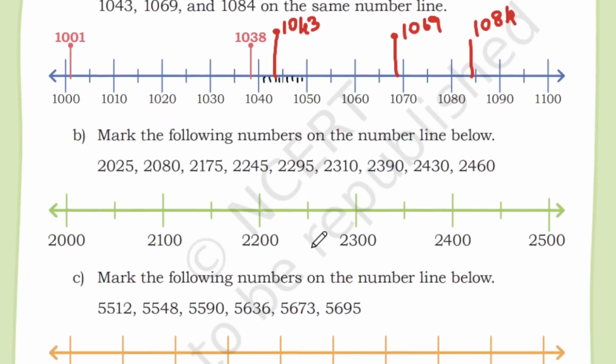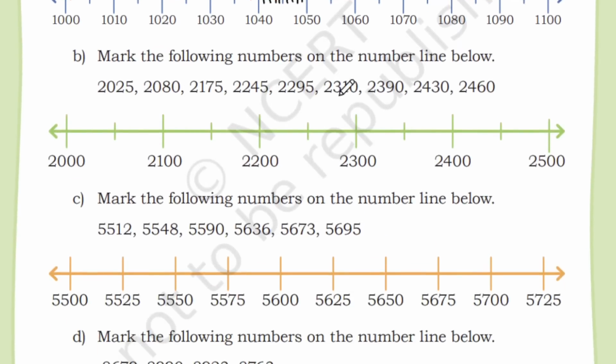Next, mark the following numbers on the number line below. So I'm going to do any two of them, students. The rest you can do. So just check the intervals here. Okay, what intervals do we have? So we have 50s in between: 2000, 2050, 2100, 2150, 2200, 2250, 2300. Okay. So we have 2025. So 2025 will be between 2000 and 2050. So it will be here exactly in the middle.